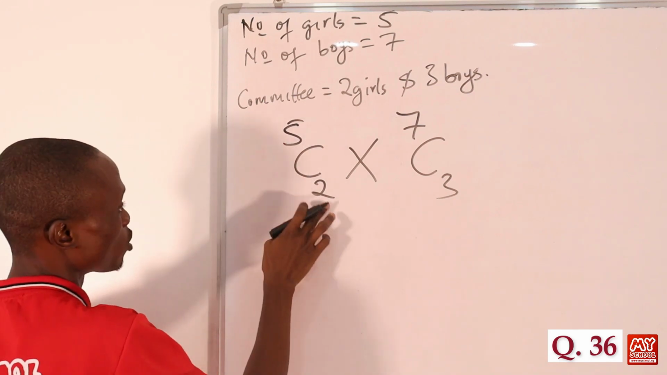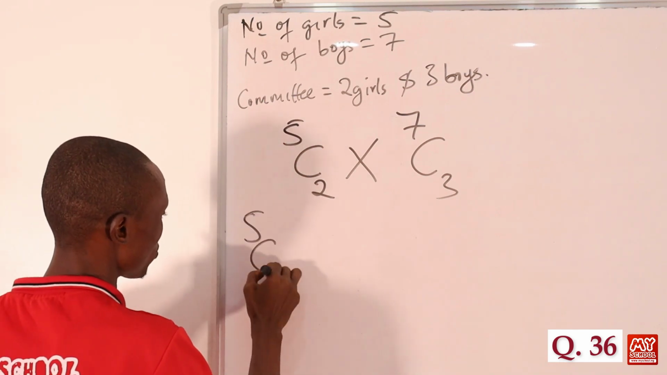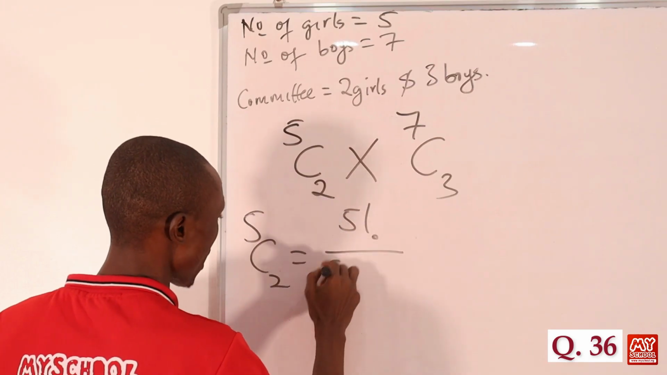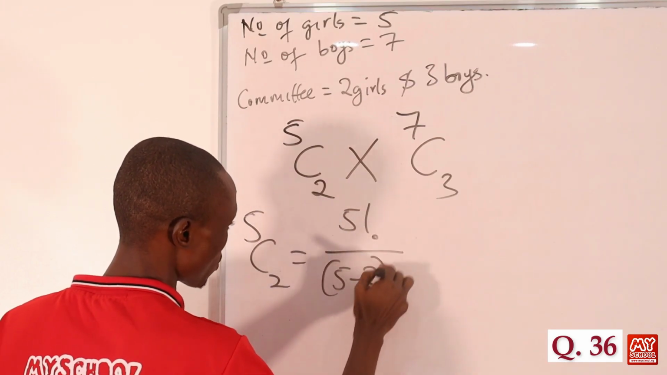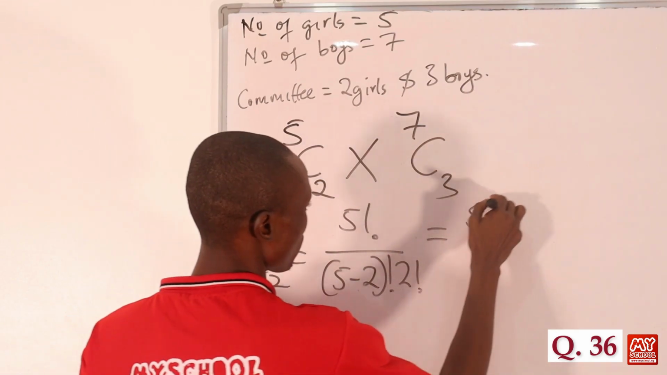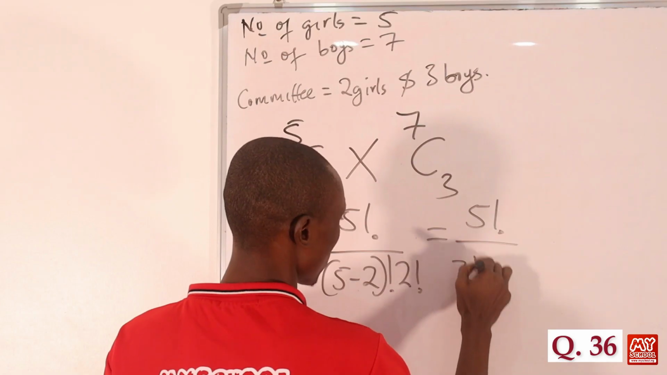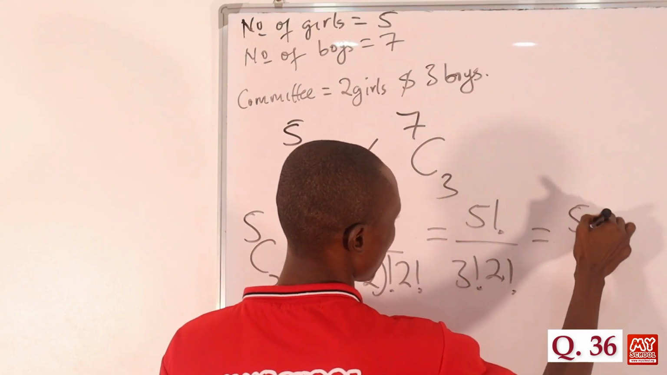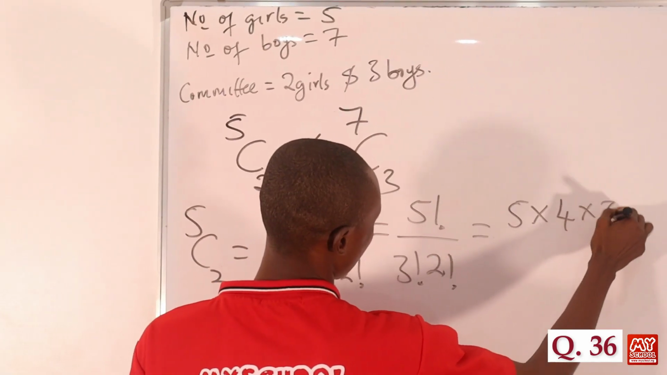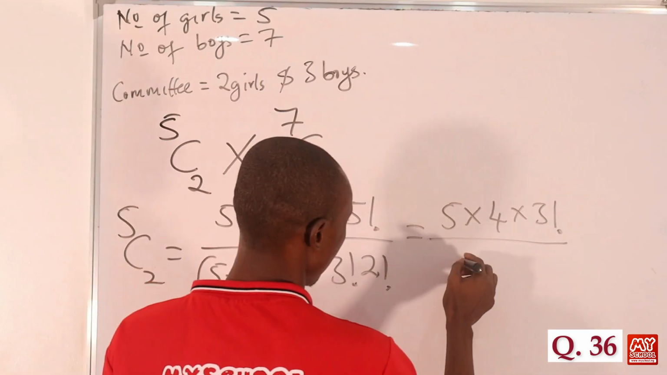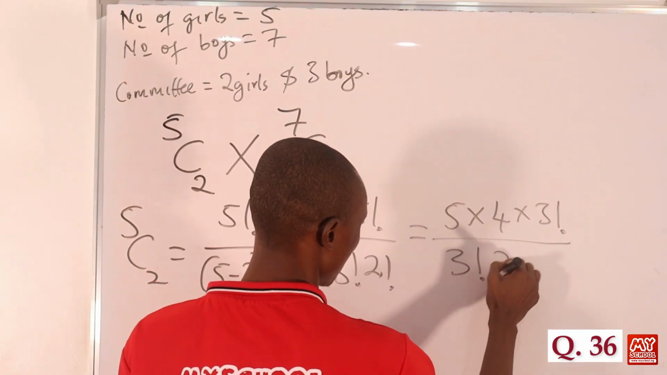So 5 combination 2 is equal to 5 factorial over (5 minus 2) factorial, then 2 factorial. So this will be equal to 5 factorial over 3 factorial, 2 factorial, right? So 5 factorial is 5 times 4 times 3 factorial. Since we have 3 factorial under, they can cancel that, right?